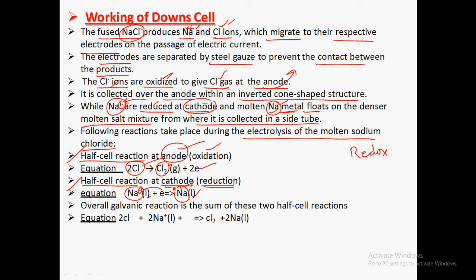The overall reaction is nothing but the combination of 2 half cell reactions. 2 chloride ions react with 2 sodium ions, giving Cl2 gas and Na metal in liquid form, which is collected out.